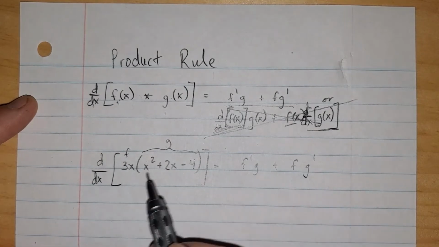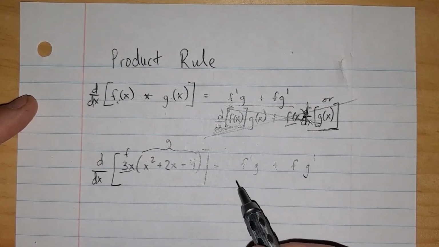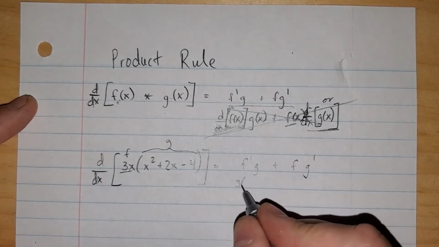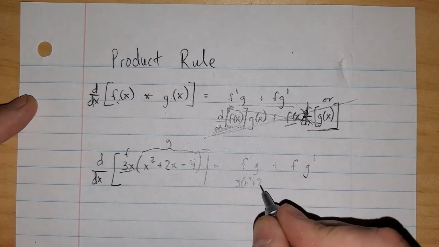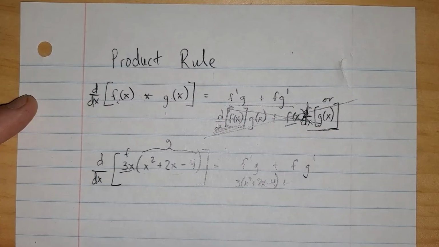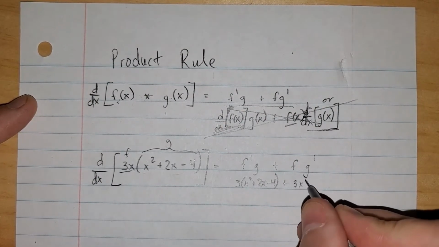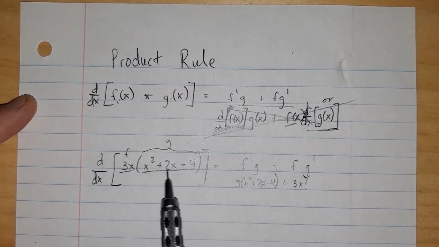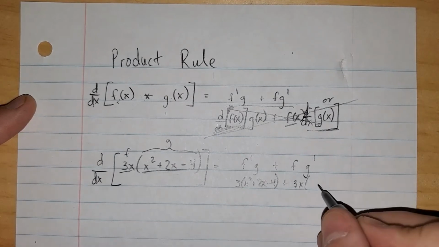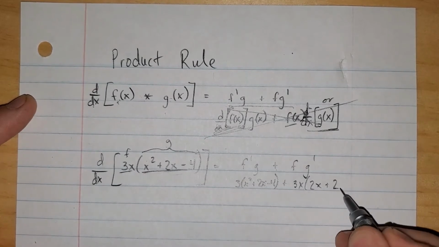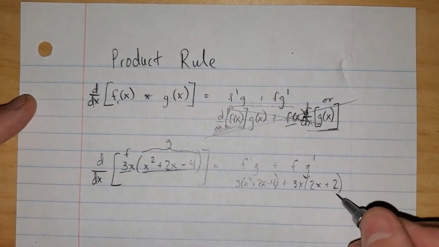Okay? So f prime is 3. g is literally just copying that function, so x squared plus 2x minus 4, plus f is copying that function, 3x, times g prime, which is the derivative of this part. Well, the derivative of x squared is 2x, and the derivative of 2x is 2, and the derivative of a constant is 0. So we stop.